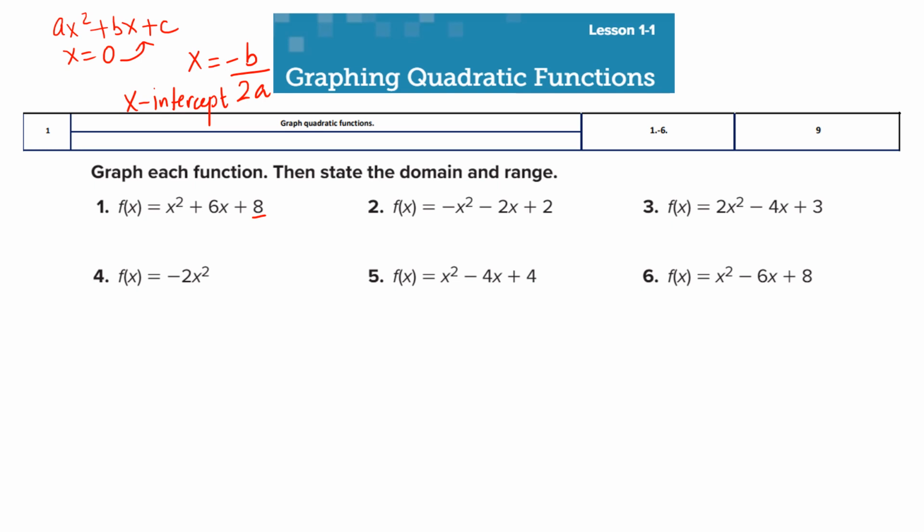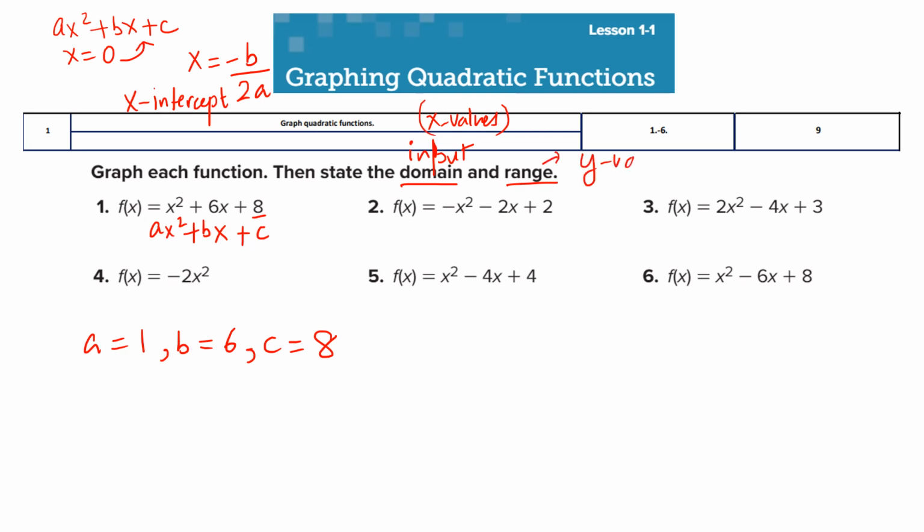So for example, in this one, ax square plus bx plus c, if you see, your a is 1, your b is 6, your c is 8. Accordingly, you can proceed with forming. After you make the table of values, you will get some points. So you will plot the points and get the graph. And from the graph, you can find the domain and range. Remember, domain is the input and it is got by the x values. Range is the output and it is got by the y values.